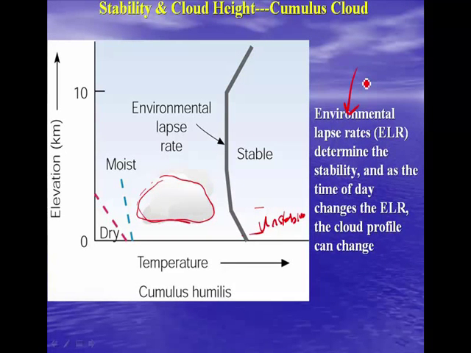Now, as we go through the day, the temperature at the surface begins to increase, and so now your temperature profile of the atmosphere may look something like this. And so now you have a very unstable atmosphere here at the surface. Play around with this a little bit and see what you come up with. Again, this is something we'll cover in class.